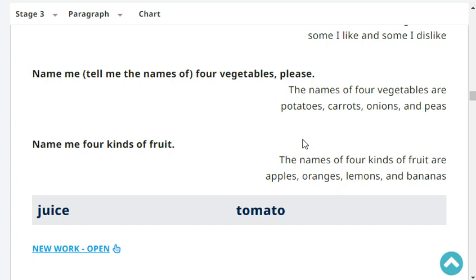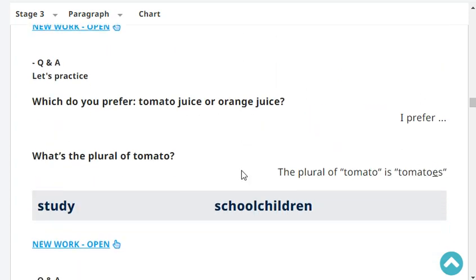Name me four kinds of fruit, please. The names of four kinds of fruit are apples, oranges, lemons, and bananas. Very good.